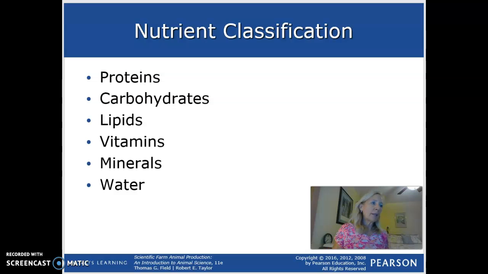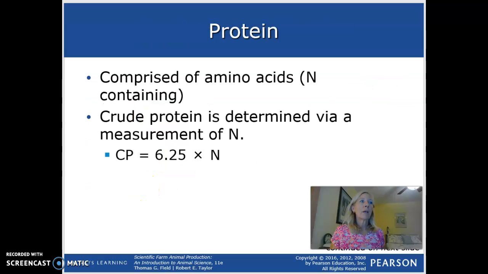So the nutrient classification of feed, we have 6 categories of nutrients. And you probably know these: protein, carbohydrates, lipids or fats, vitamins, minerals, and water. Proteins are made of amino acids. Think of a protein molecule as a really big molecule, and the amino acids are like small chunks. You can think of a protein as like a train, and the amino acids are the rail cars that make the train one long train.